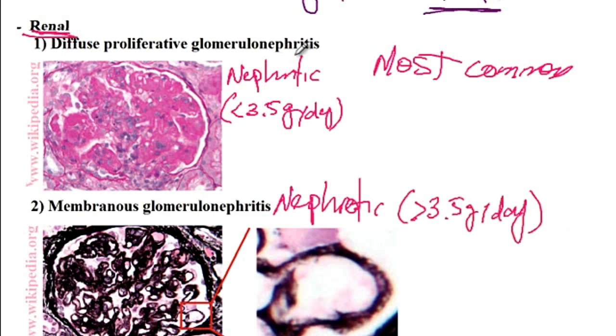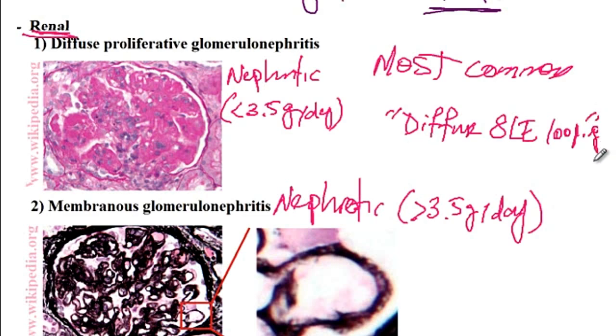So with diffuse proliferative glomerulonephritis, the memory aid that I have for you is diffuse SLE looping, or diffuse SLE lupusing. So diffuse goes for diffuse proliferative glomerulonephritis, SLE goes for SLE, and then looping is for the wire looping of the capillaries that is seen on the histology. So here you can see that there are wire loopings of the capillaries that are evident on the histology.